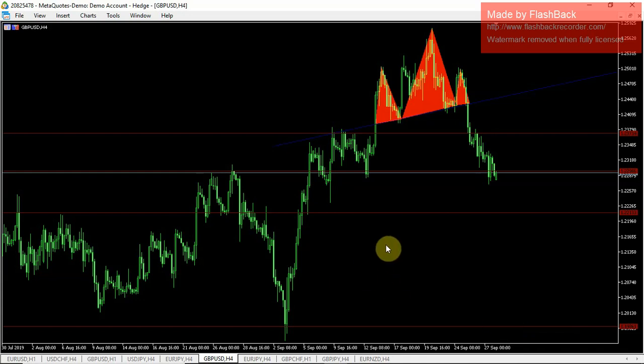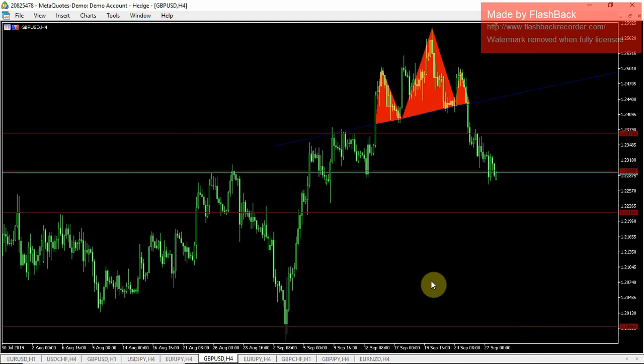Now I would like to note that we have a number of fundamental events that are lined up for the pound this week, coming from both geopolitical events and also the GDP that we have coming this week. So we have to be very cautious.